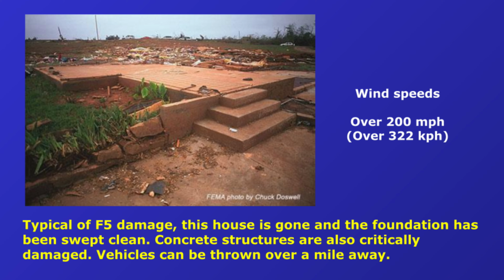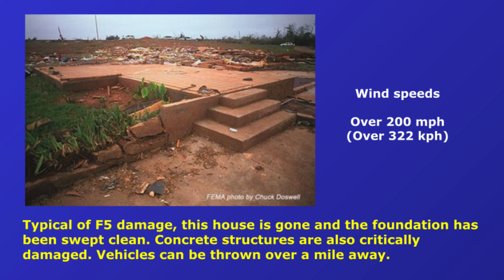In EF5, not only has the house been completely demolished, but the winds have blown what little pieces are left of the house away, leaving clean foundations. Look at this foundation of this house. You could almost eat dinner off of it. It is so clean. And vehicles can be thrown over a mile away. That's 1.6 kilometers. And typically, you'd have to have wind speeds over 200 miles an hour, which is 322 kilometers an hour. So actually, the wind speeds from a tornado can far exceed that of a hurricane.